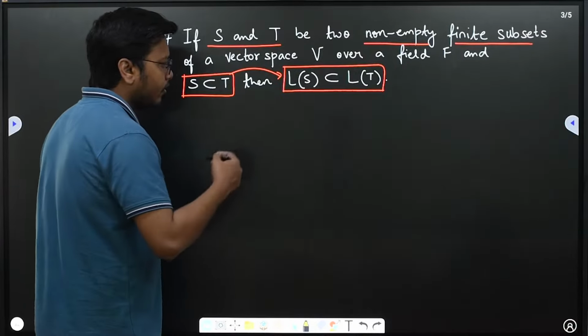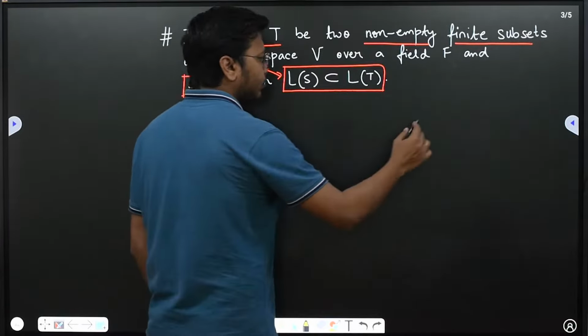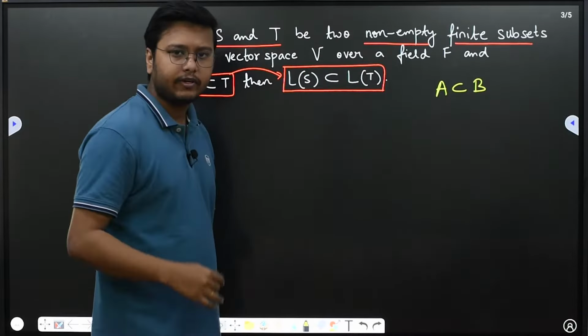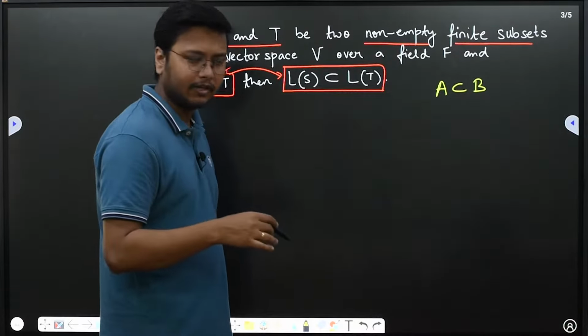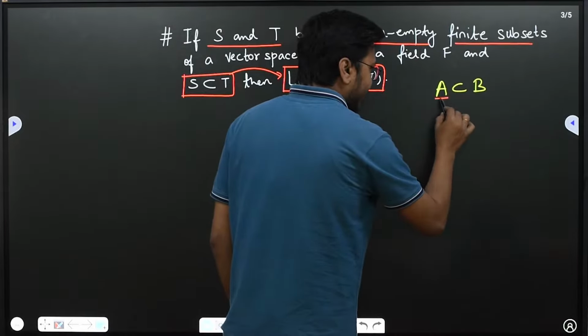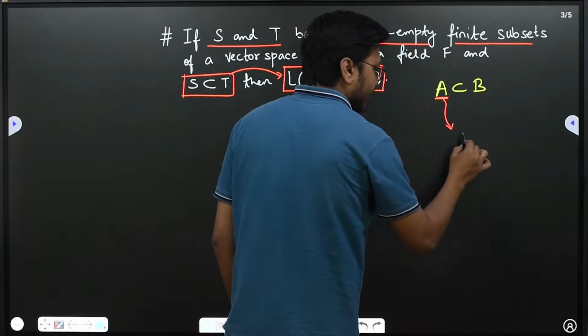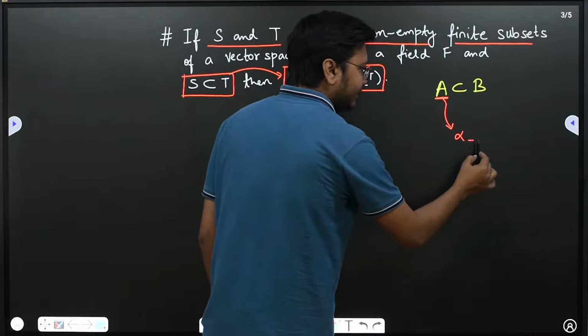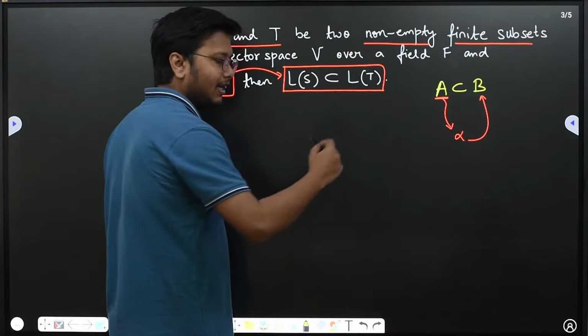So what we are going to try to do is, whenever we try to show that A is a subset of B, talking about set theory, whenever we try to show one set is a subset of another, we take a random element from here, let's say alpha, and try to show that this element also belongs to the other set.